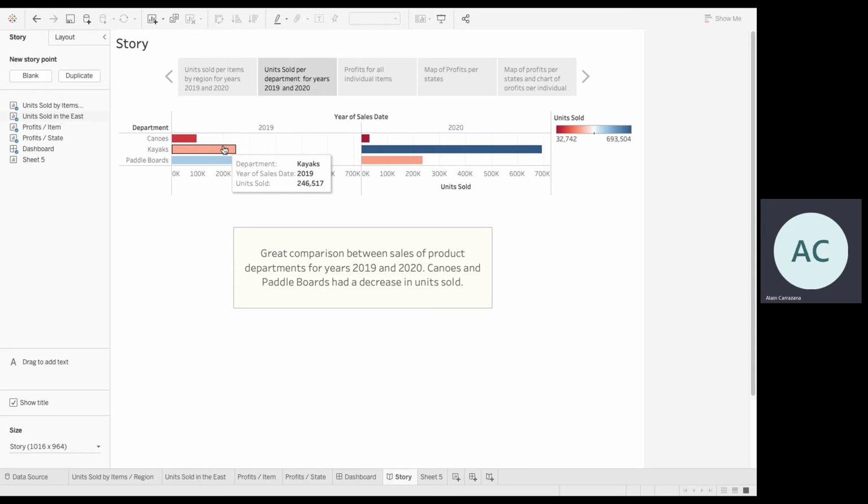Then we have the kayaks here having a decent year in 2019, 246,000 units sold. Going to 2020, huge jump, going up to 693,000 units sold. So then we have the paddle boards selling 456,000 units in 2019, and they had a decrease in sales in 2020, down to around 236,000.